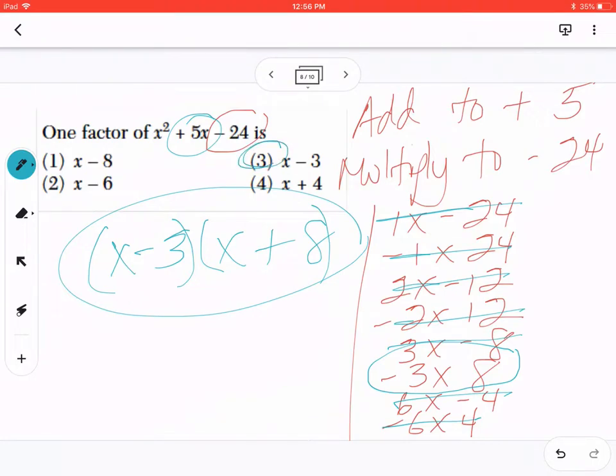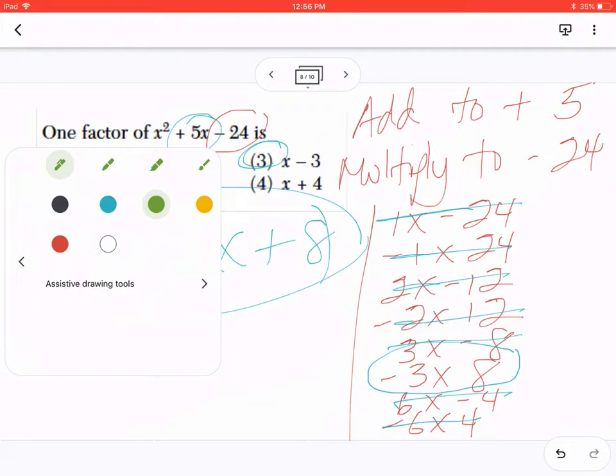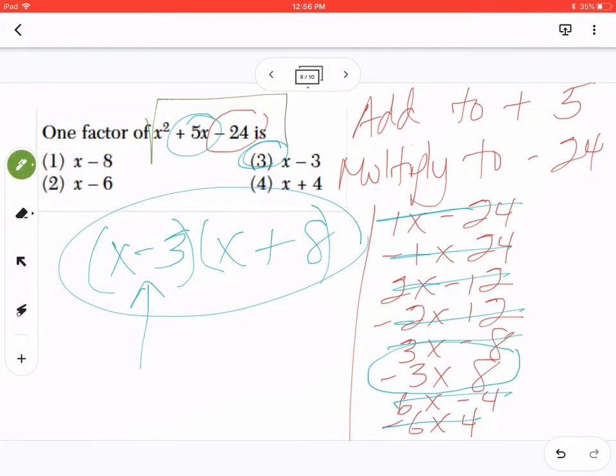Making choice 3 one of the factors. Since it's right here, it's one of the factors. And again, a way of checking our answer is to multiply this out, double distribute it, or FOIL it out, and you would work back to that original product that is found up here, if you were to FOIL it out.